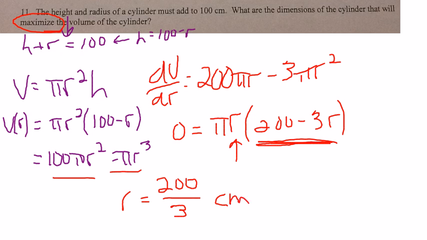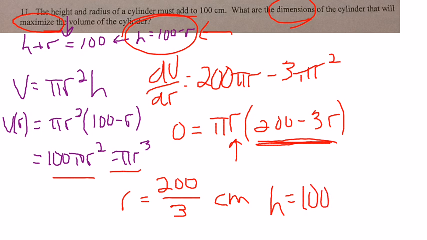Now, it says what are the dimensions, so I can't just give the radius. I want to give the height as well. So the height is, and I use this equation right here, 100 minus r, which is 100 minus 200 over 3.